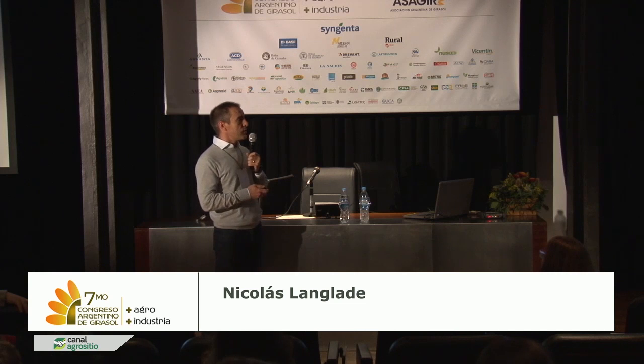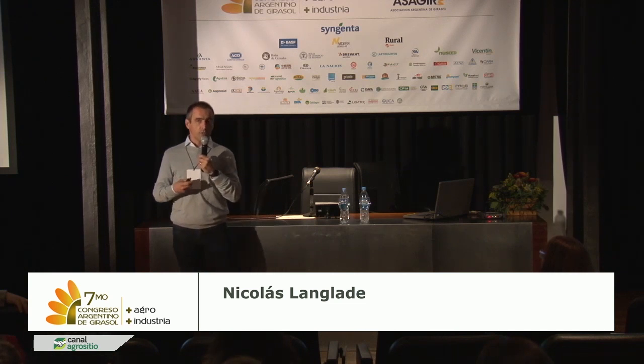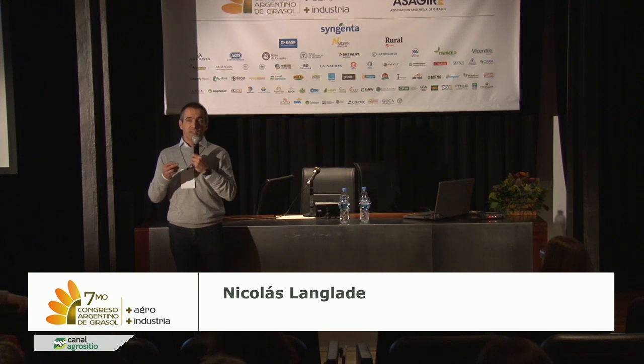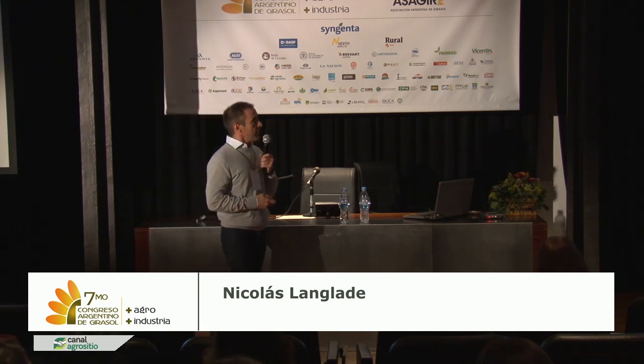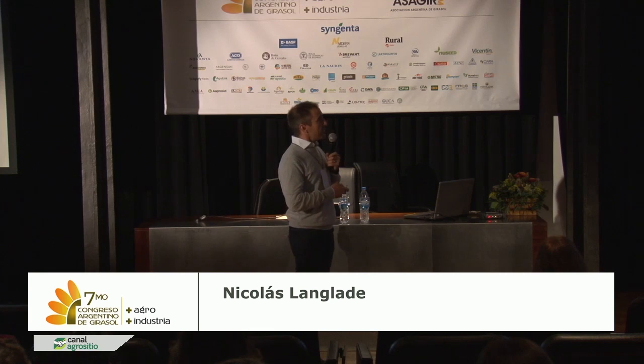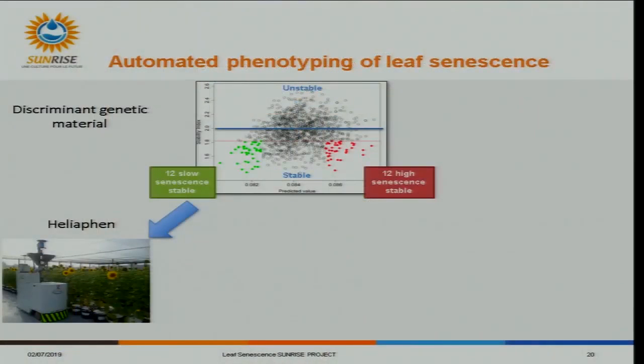So this is why we decided to develop new tools to estimate the leaf senescence. This is done in the frame of the Sunrise project, and a new public-private project, also from an association that is a bit similar to ASAGIR but only for breeding, which is named Promosol. And in the frame of these 2 projects, we developed three strategies to phenotype leaf senescence. The first one is using the Hellaphen phenotyping platform.